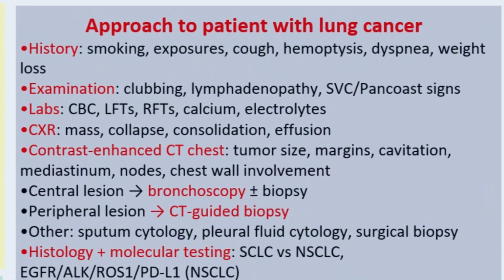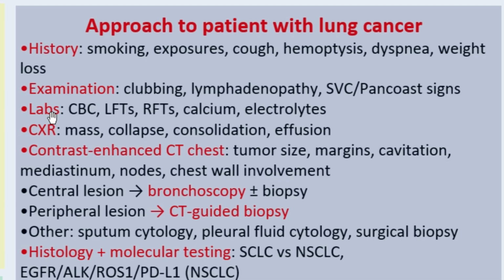So we'll go through one approach to the patient with lung cancer. The important things to do are history taking, where smoking, exposures, cough, hemoptysis, dyspnea, and weight loss have to be assessed. Then we do examinations, where you may see things like clubbing, lymphadenopathy, and superior vena cava obstruction signs, those signs of blockade of the vessels that are returning blood to the superior vena cava.